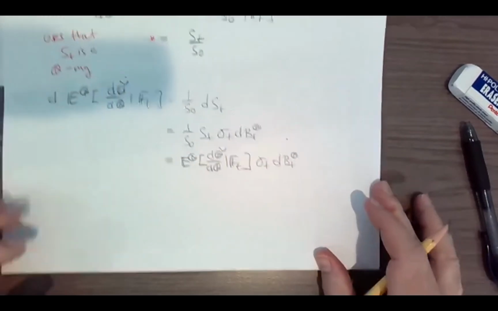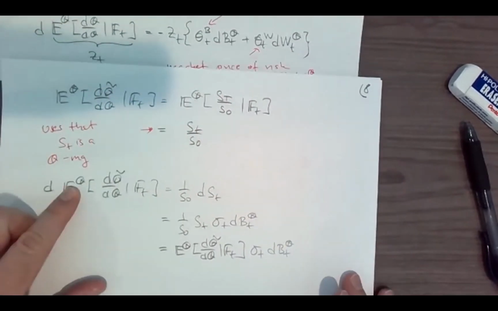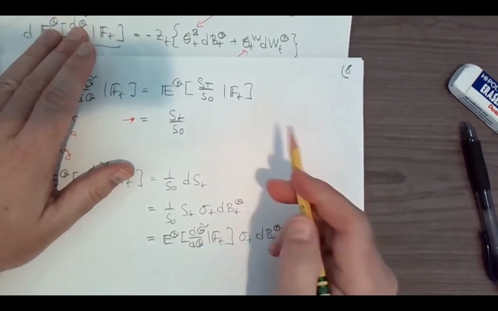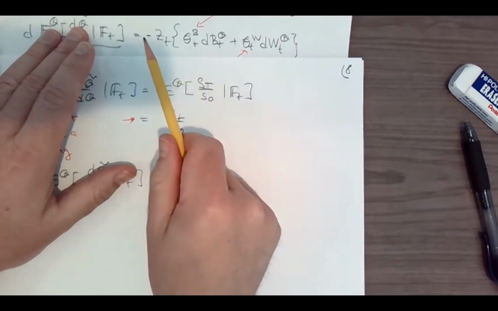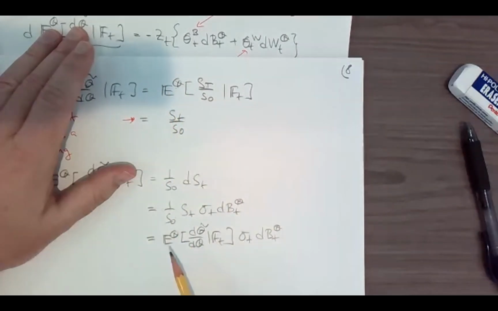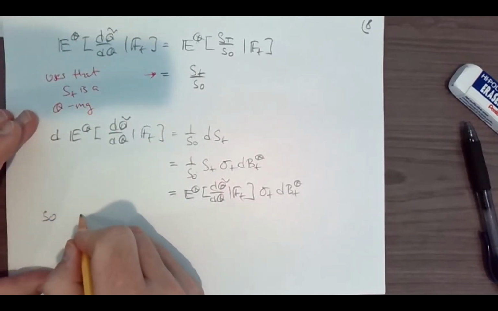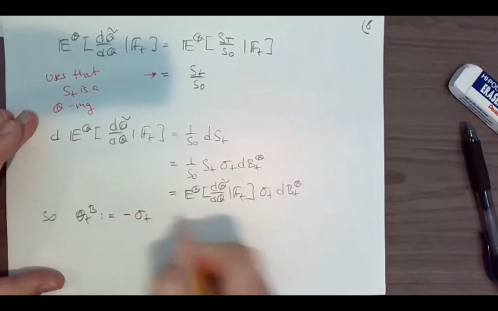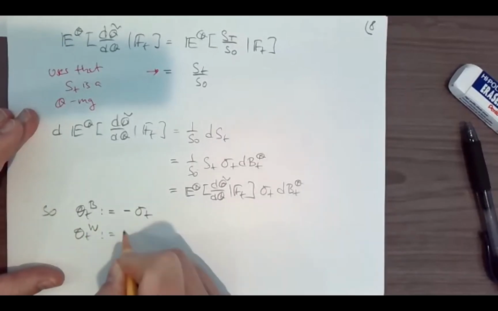And then we can now read off, we have that d is equal to the same thing, and then we have a sigma. And what do we see is, well, we see that the W market price of risk is 0. And then remember the sign convention, there has to be a minus out here. So we're going to get that theta_t^B is equal to minus sigma_t. And the other market price of risk is equal to 0.